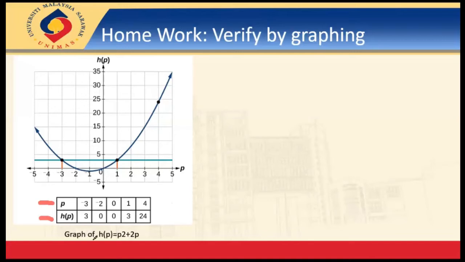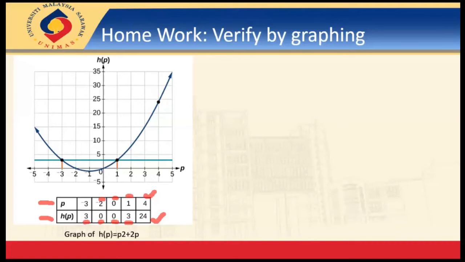According to this table, this is such a function that when we give negative 3 as an input, it will change to positive 3. When we give negative 2, it will become 0. When we give 0, it will become 0. When we give 1, it will become 3. And if we give 4 as an input, it will give 24 as an output. Until this point, clear?